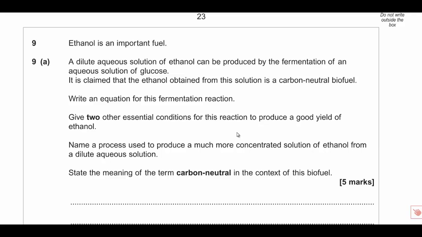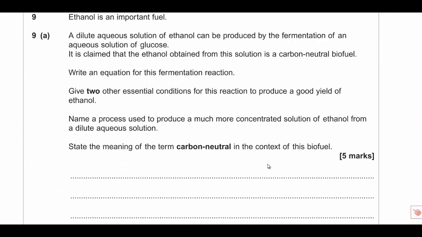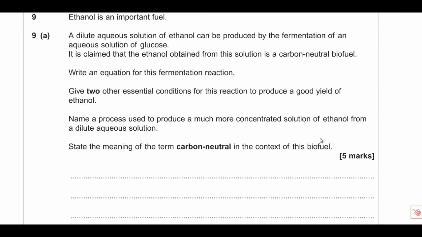Final one here. Ethanol is an important fuel. How many have we got here? Oh, we're so close, but so far. Question 9. So this should be the hardest part of the paper. A dilute aqueous solution of ethanol can be produced by the fermentation of an aqueous solution of glucose. It's claimed that ethanol obtained from this solution is a carbon-neutral biofuel. Write an equation for this fermentation reaction.